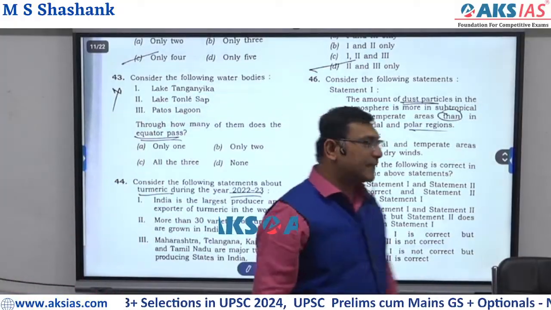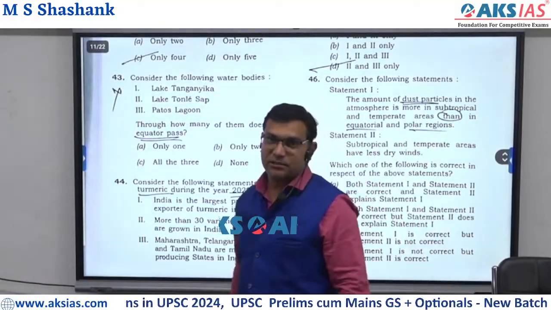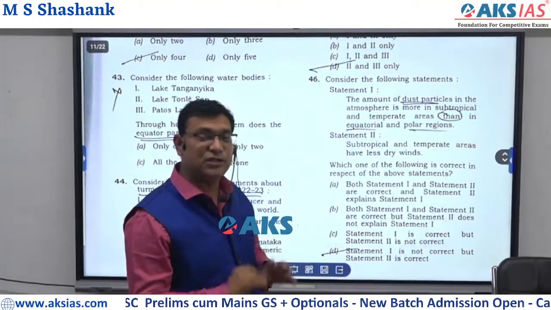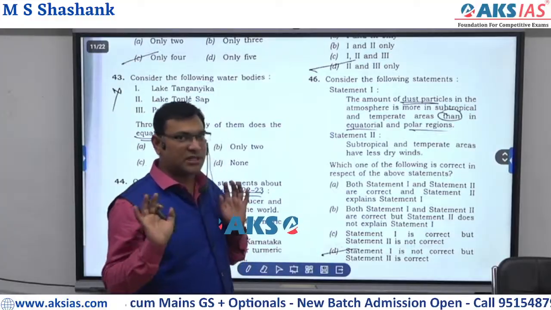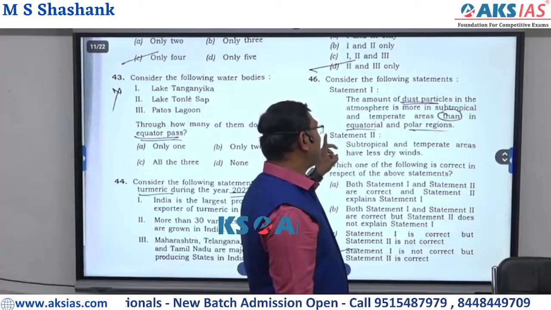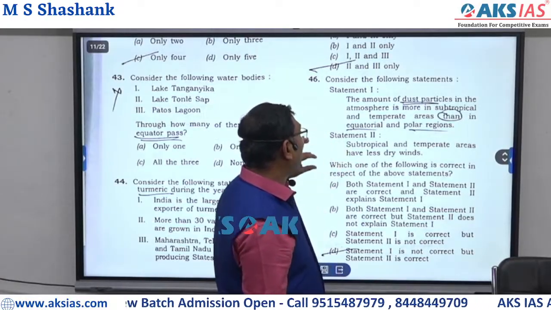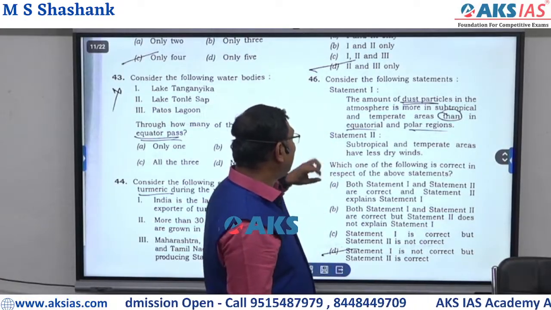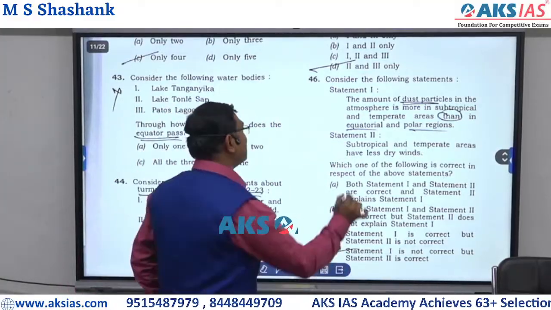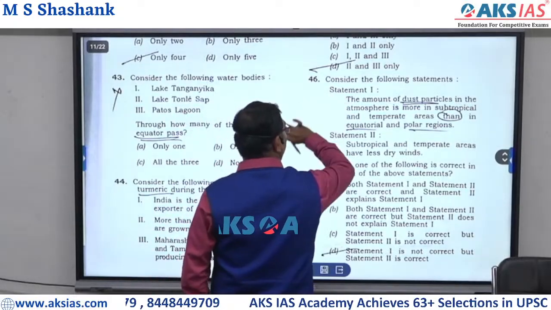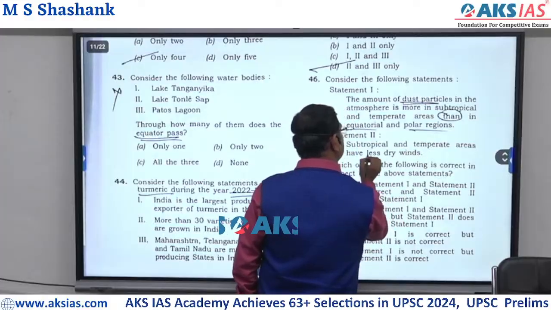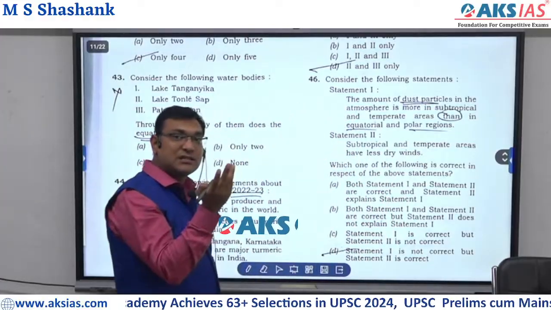So if you look at here, the insulation part, if you have studied insulation, then this would be very easy. ఇది చాలా ఈజీగా ఉంటుంది. Insulation చదివిన వాళ్ళకి and wind system చదివిన వాళ్ళకి. The first చూద్దాం. The amount of dust particles in the atmosphere is more in subtropical and temperate areas than the equatorial and polar regions. Why? Why the dust particles are more? Okay, first statement. Second statement, subtropical and temperate areas have less dry winds.